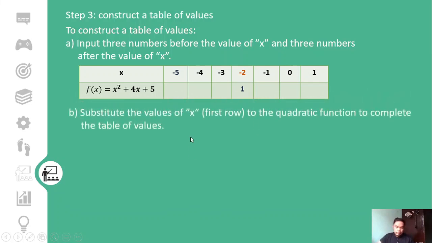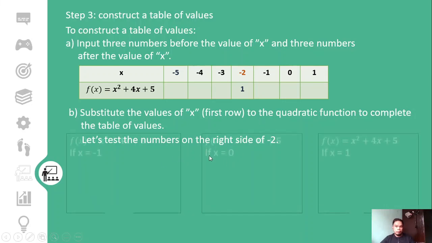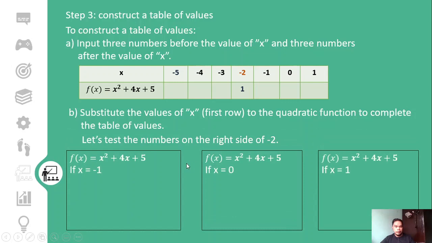Then after that, ayan, second part of step 3, we have to substitute the value of x, no? First row. Ito, negative 5 hanggang positive 1. Yun yung mga isa-substitute natin for this function to get the values of y. Okay? So let's test the numbers on the right side of negative 2. So it means we're going to use negative 1, 0, and positive 1.